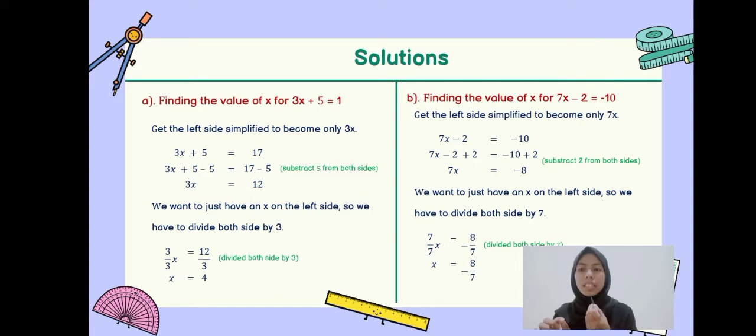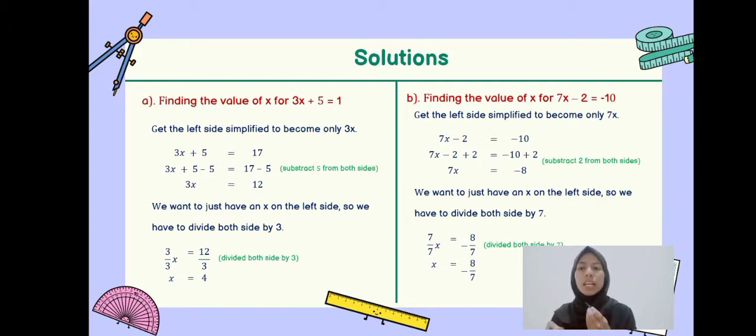So 3x plus 5 minus 5 is equal to 0. So 3x plus 0 is equal to 3x, and 17 minus 5 is equal to 12. So now we have 3x equals 12. In the question it said that we have to find the value of x, so we have to just leave x on the left side. Since it is 3x, divide the 3x by 3, not only the 3x but both sides.